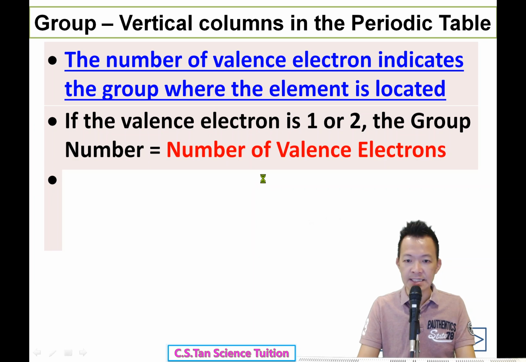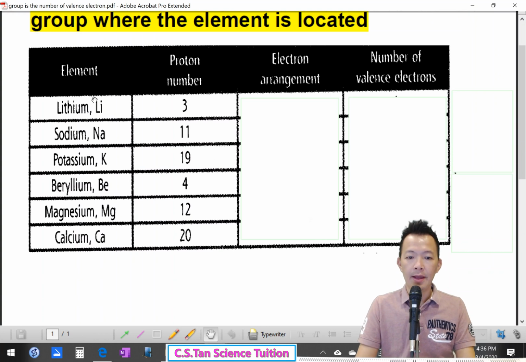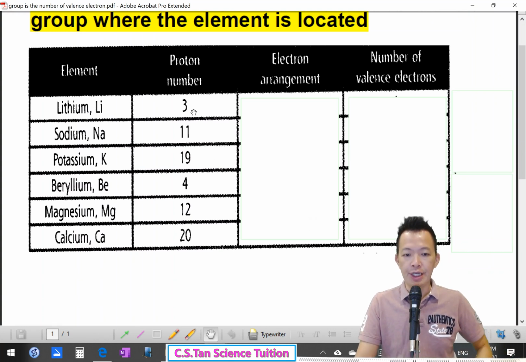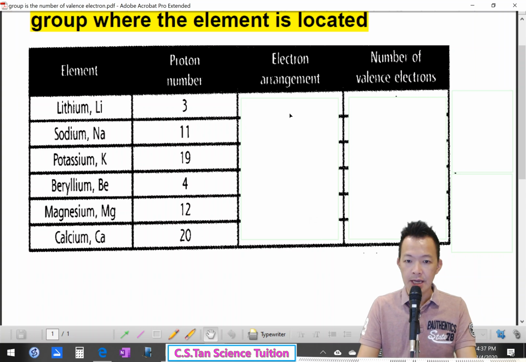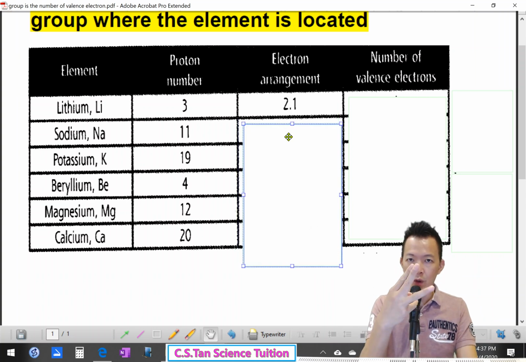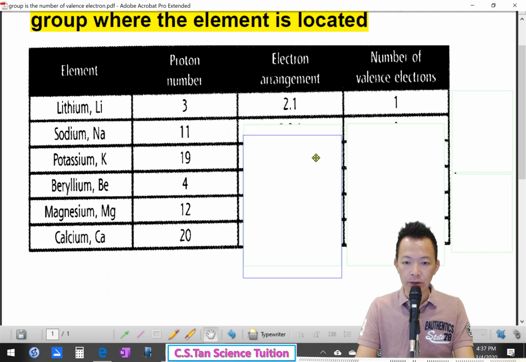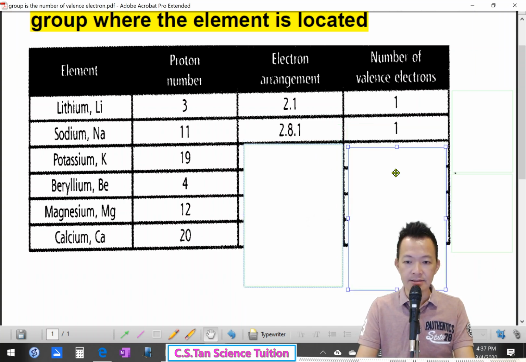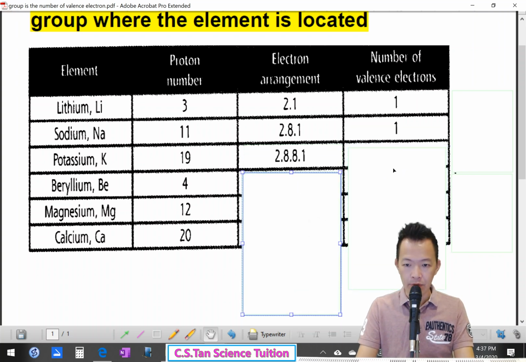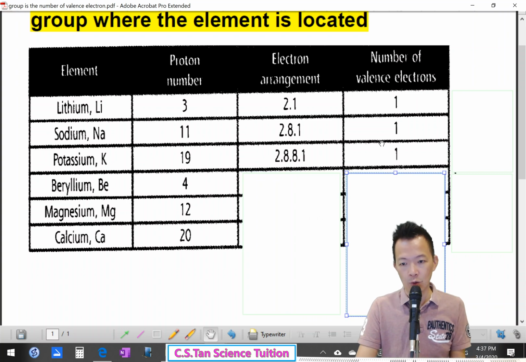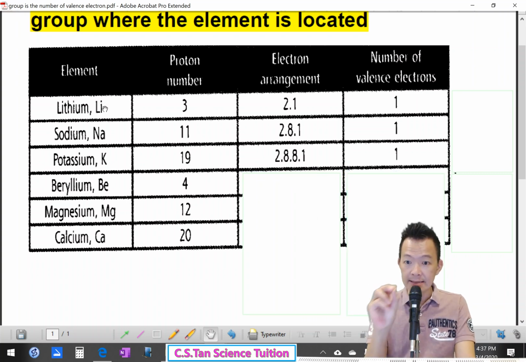What does that mean? Let's look at the example. Lithium has proton number 3, that means lithium has 3 electrons. The electron arrangement is 2.1, so the valence electron in the last shell is equal to 1. Sodium is 2.8.1 and the valence electron is 1. Potassium 19 is 2.8.8.1 and the valence electron is 1. So if the number of valence electrons is equal to 1, then they will be in group 1.